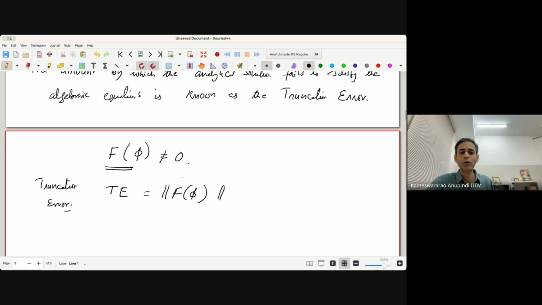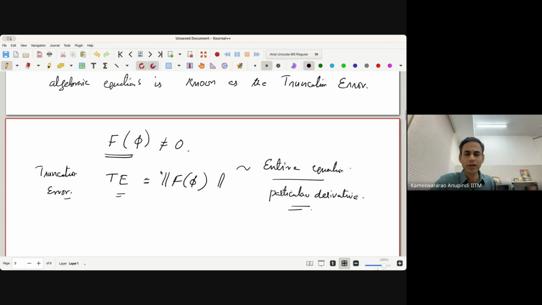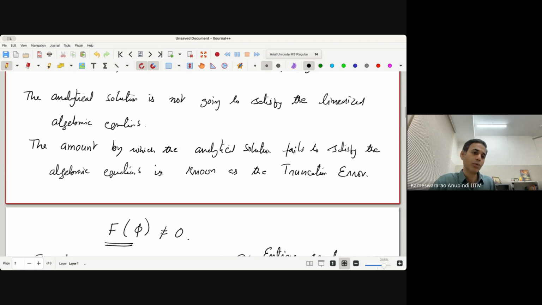Okay, that means if I know the exact analytical solution, I can just substitute that into the linear algebraic set, and that is going to give me the truncation error that has taken place. Now, this is the truncation error for the entire equation as such. We're going to see a slightly different definition when we apply it to calculating a particular derivative. That is going to come up in a little while. Okay, so that is how you calculate the truncation error.